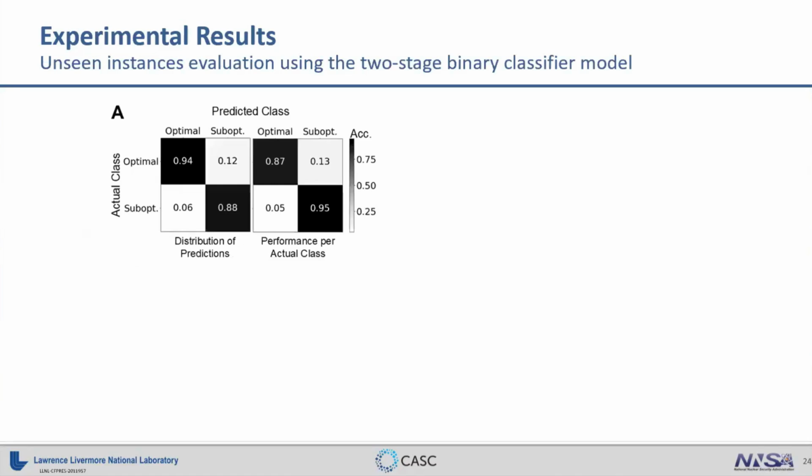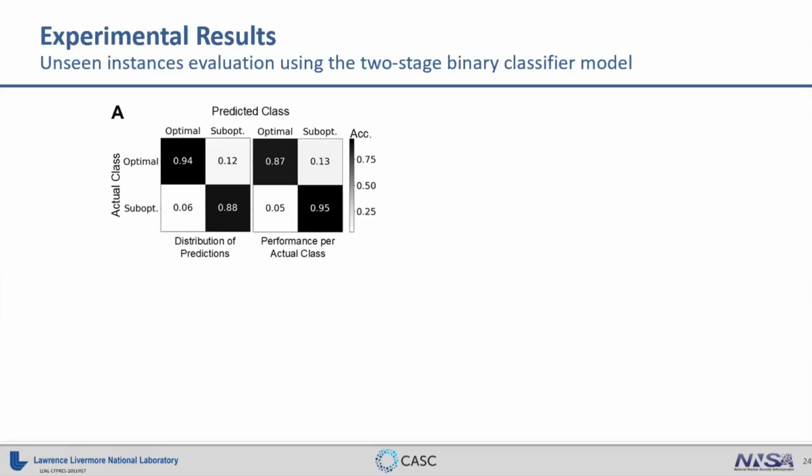So overall, we observed that the 2-stage binary classifier case performed the best. And here's the model's performance for unseen instances evaluation. In this test, we used a holdout 80-20, where samples were shuffled and split, with 80% used for training and 20% used for testing. In this panel A, you see confusion matrices.